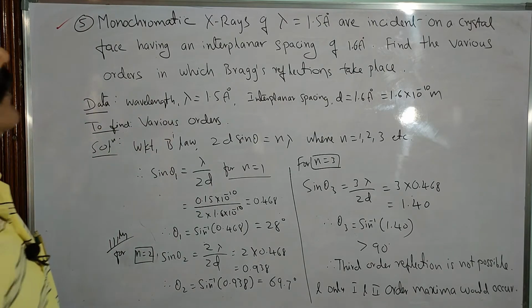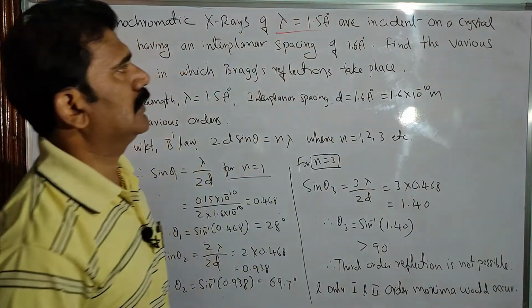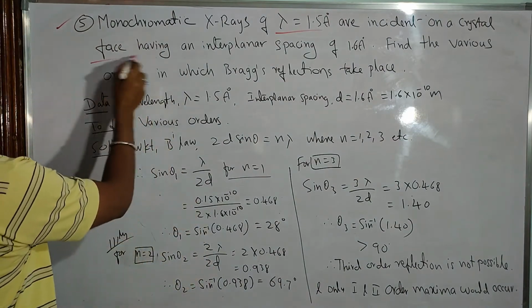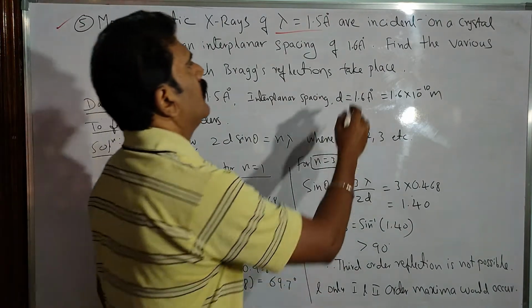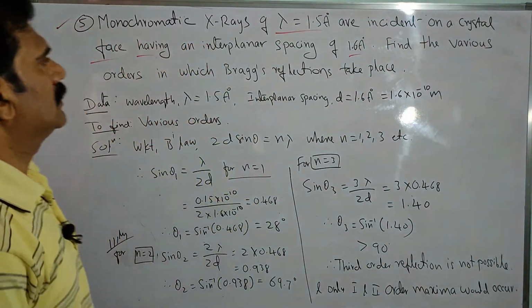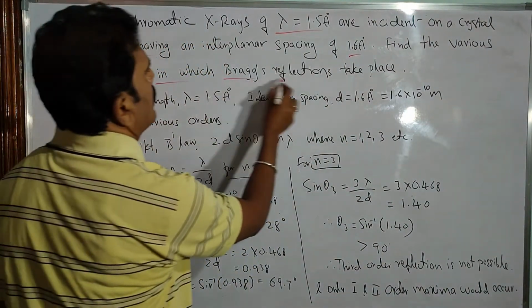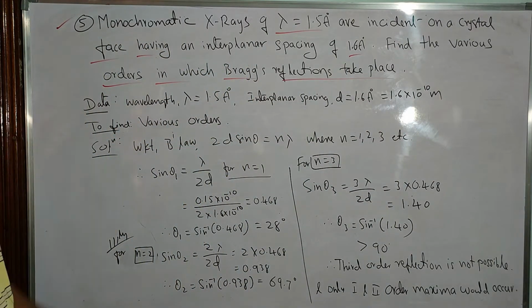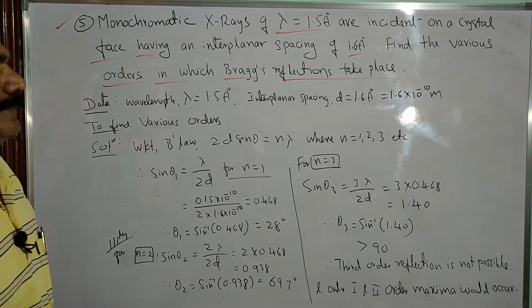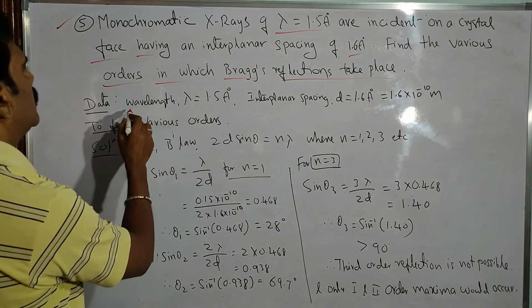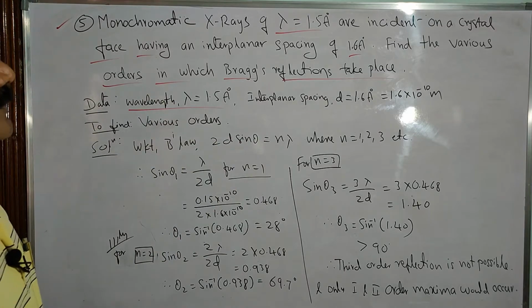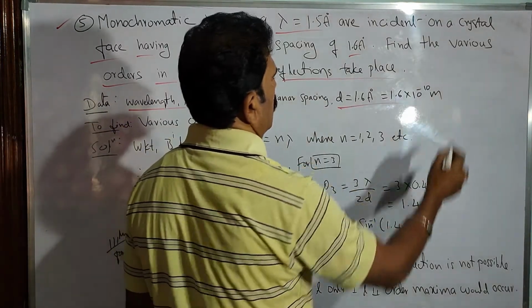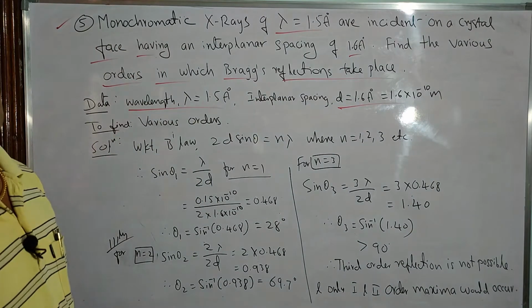Monochromatic X-rays of lambda 1.5 angstrom are incident on a crystal face having an interplanar spacing of 1.6 angstrom. Find the various orders in which Bragg's reflection takes place. Based on the Bragg's law equation, we can find out what are the possible orders to get the maximum intensity. So what is the given data? Lambda equal to 1.5 angstrom. Interplanar spacing for the crystal is given 1.6 10 to the power minus 10 meter.